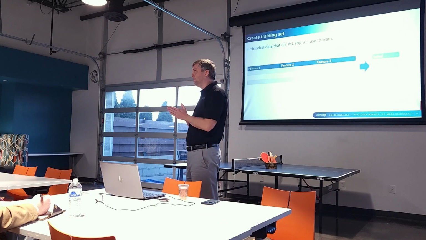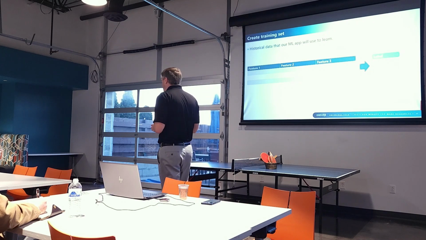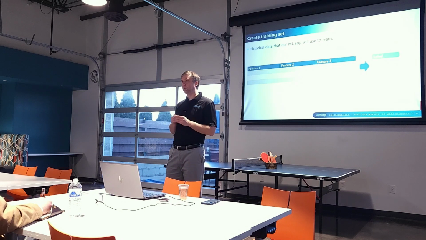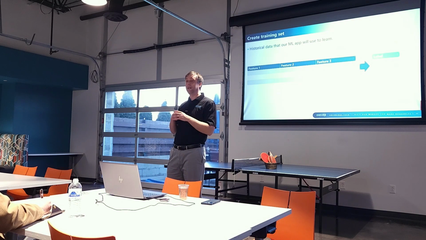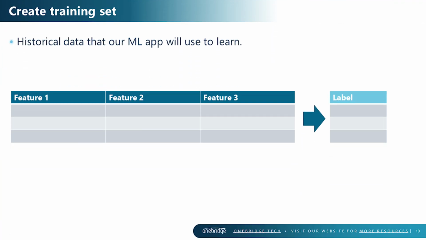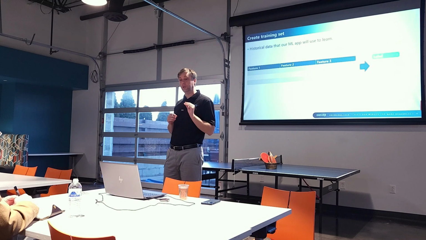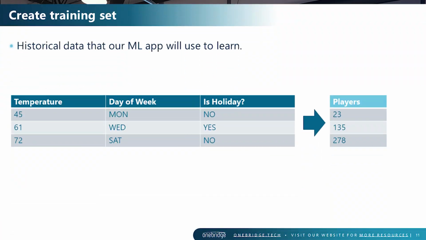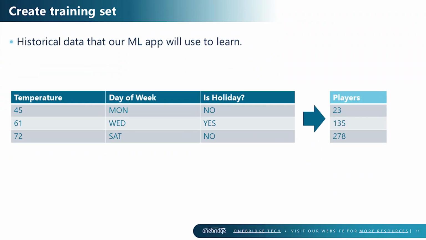So the first thing we need to do after we've done brainstorming is we need to assemble a training set. This is the historical data that our model will use to make predictions. And you can think of it as a giant, or not so giant, depending on your set, table with columns, and those columns are divided into two types. You have features and you have a label. The features are the things that we will use to predict the label. So in our case, our features would be, like I said, temperature, day of week, is holiday.